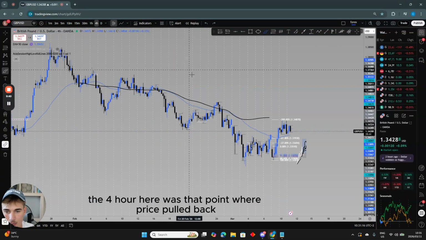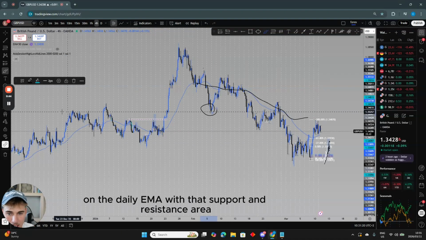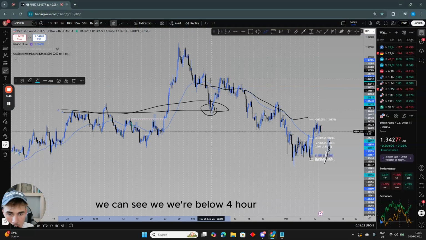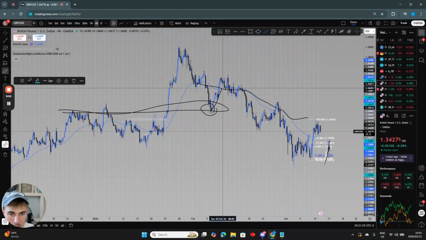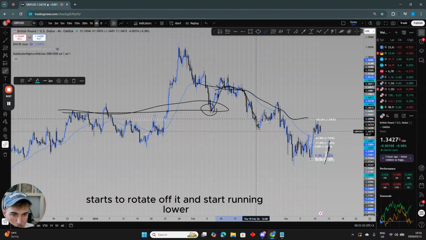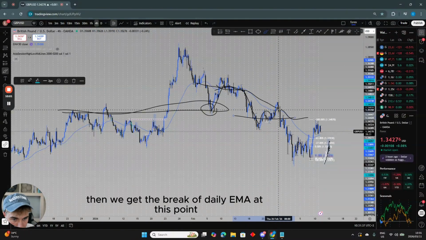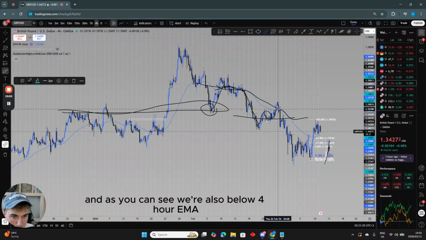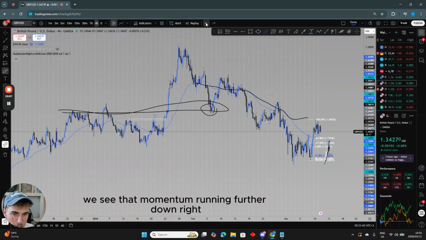So as I said, the 4-hour, here was that point where price pulled back. Remember, on the daily EMA with that support and resistance area, we were below the 4-hour, but we just bounced off daily, and then we get to see that rotation. But price once again pulls back into the 4-hour EMA, starts to rotate off it and run lower like that. Then we get the break of daily EMA at this point, and as you can see, we're also below the 4-hour EMA, which inevitably we see that momentum running further down, right?